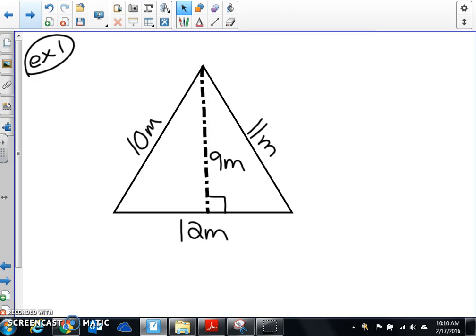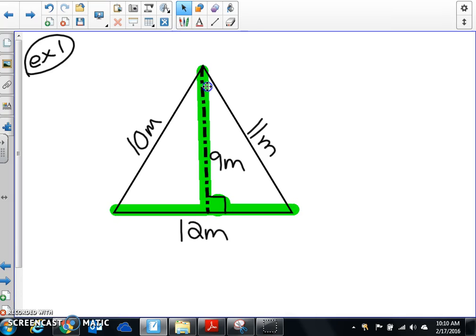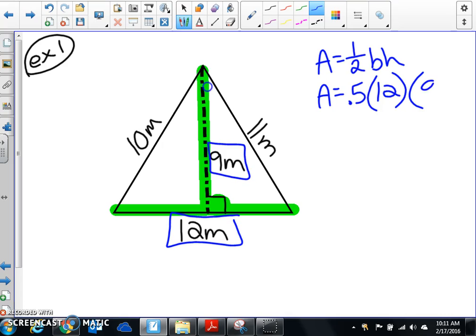All right, here's a good old triangle. So the first thing I do is I identify where that right angle is, because that is the height. That dotted line is always the height, and this is the base. So when I do my area formula, area equals 1/2 base times height, I always turn that 1/2 to 0.5. My base is 12, and my height is 9.